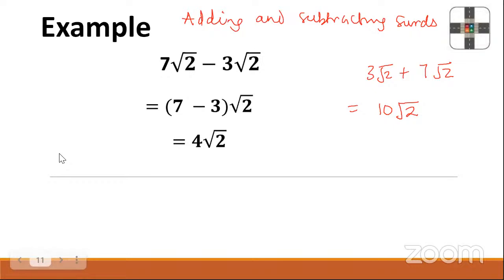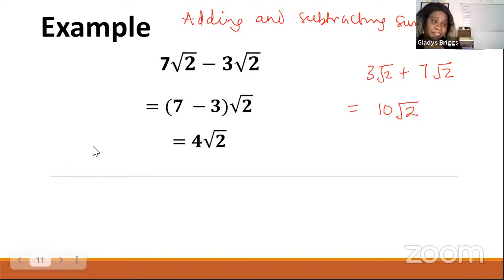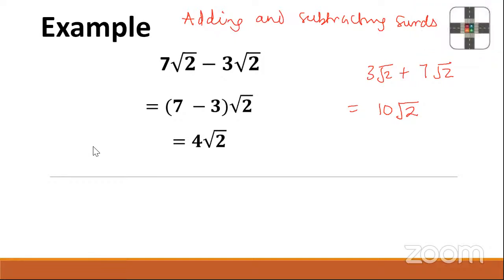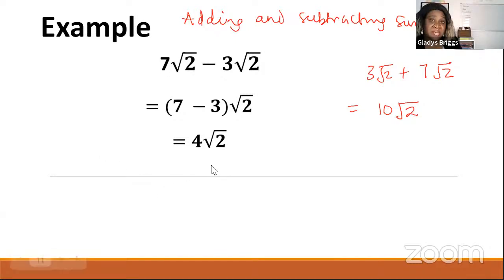Teacher, if it's different, what should I do? They are different. You can't add them or subtract them. They have to be the same.